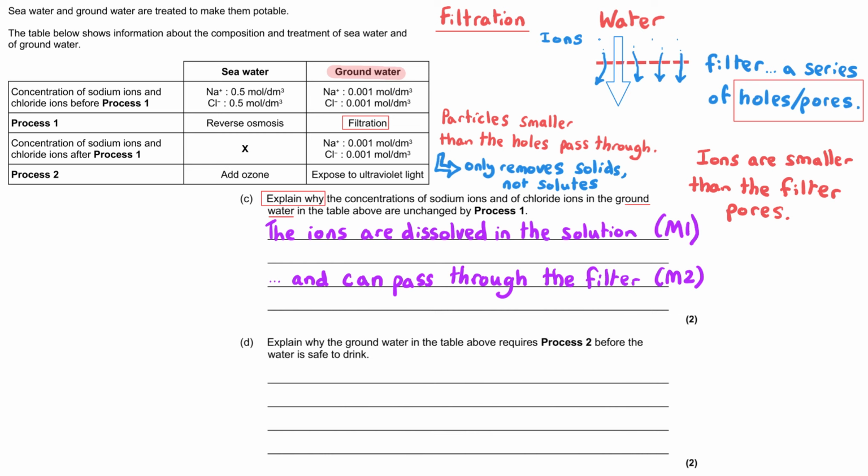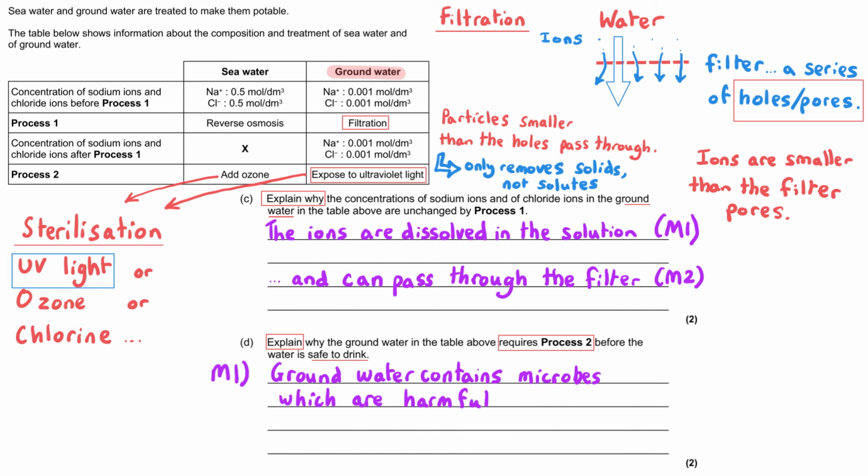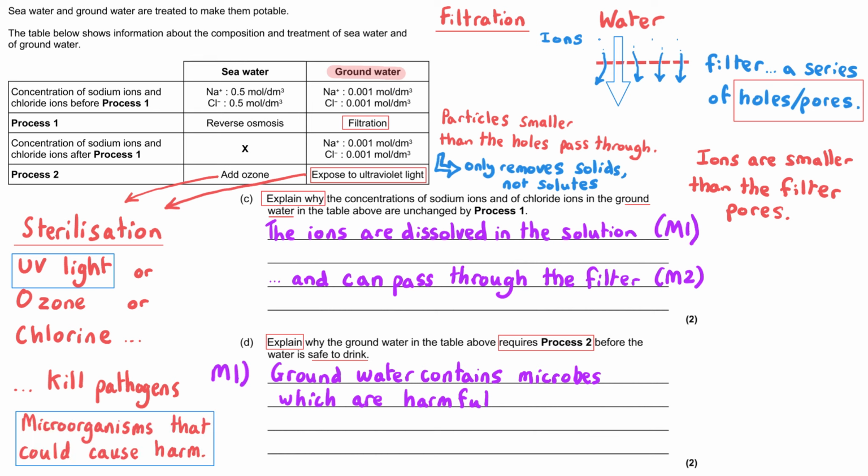And then for part D, we're asked to explain why the groundwater in the table above requires process 2 before the water is safe to drink. Well, process 2 for groundwater is the exposure to ultraviolet light. And actually that's fulfilling the same purpose as adding ozone to the seawater. Both of these are done to sterilize the water, and that means to destroy the microbes that are in the water, the microorganisms. And so we need to eliminate these microbes because they are harmful to our health, or we could simply say that they are pathogens, because by definition, a pathogen is a microorganism that can cause harm.